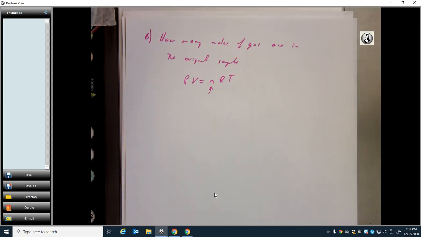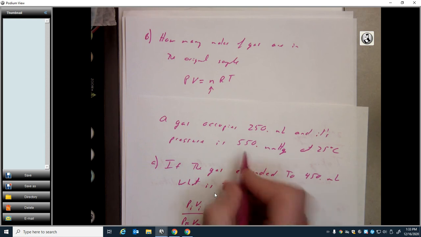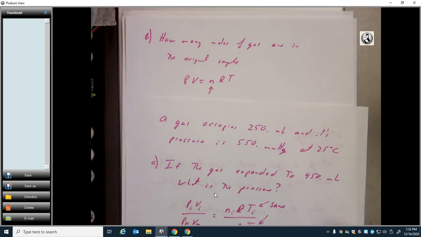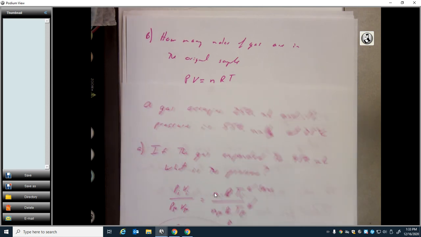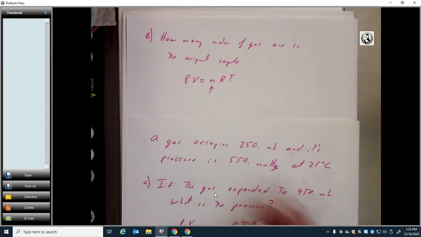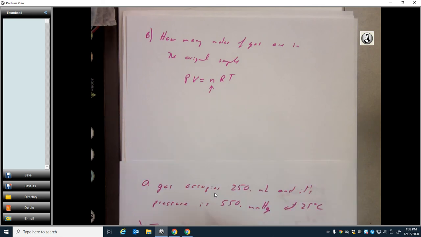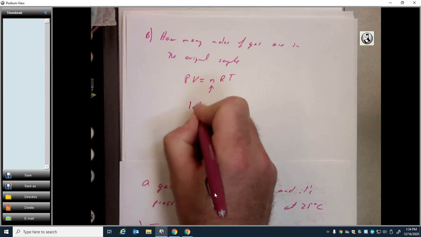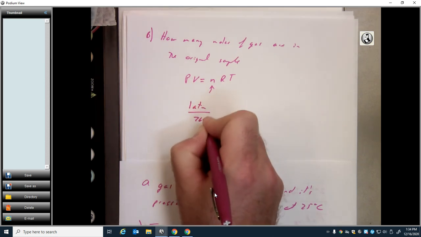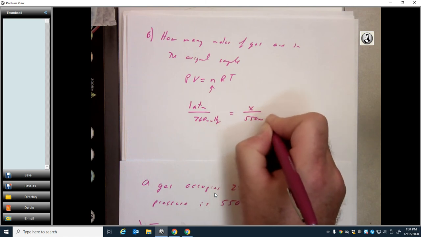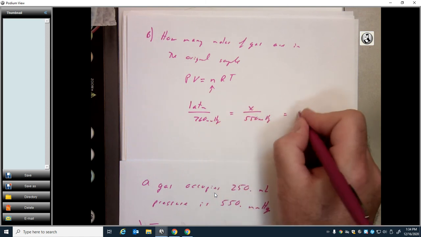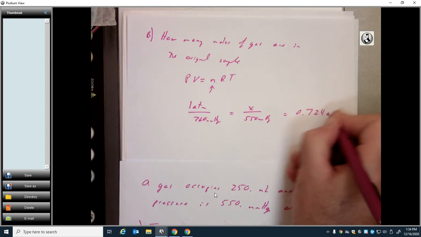My original pressure was 550 millimeters of mercury. I don't like working in millimeters of mercury; I like working in atmospheres. So I would quickly convert: 1 atm is 760 millimeters of mercury, equals X over 550 millimeters of mercury. And it turns out that I have 0.724 atmospheres.